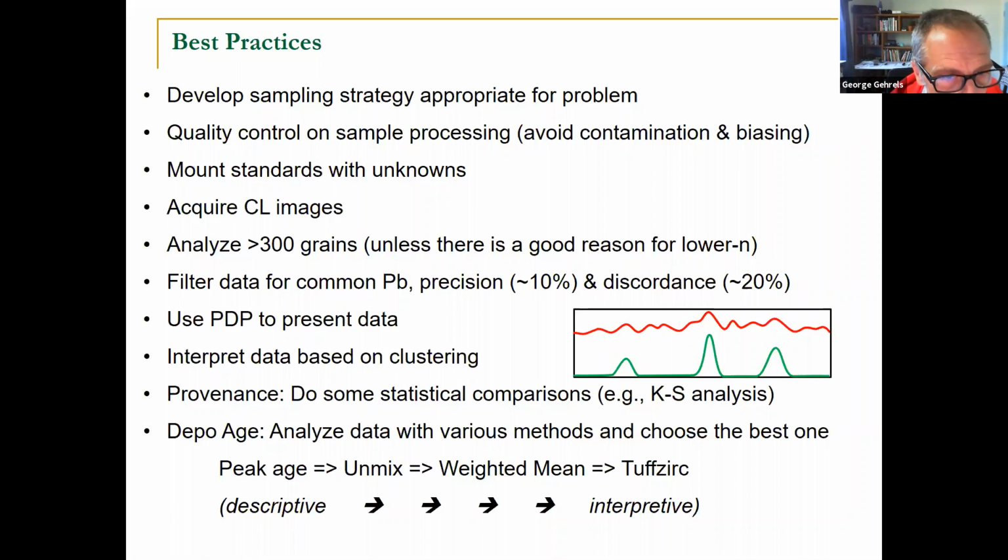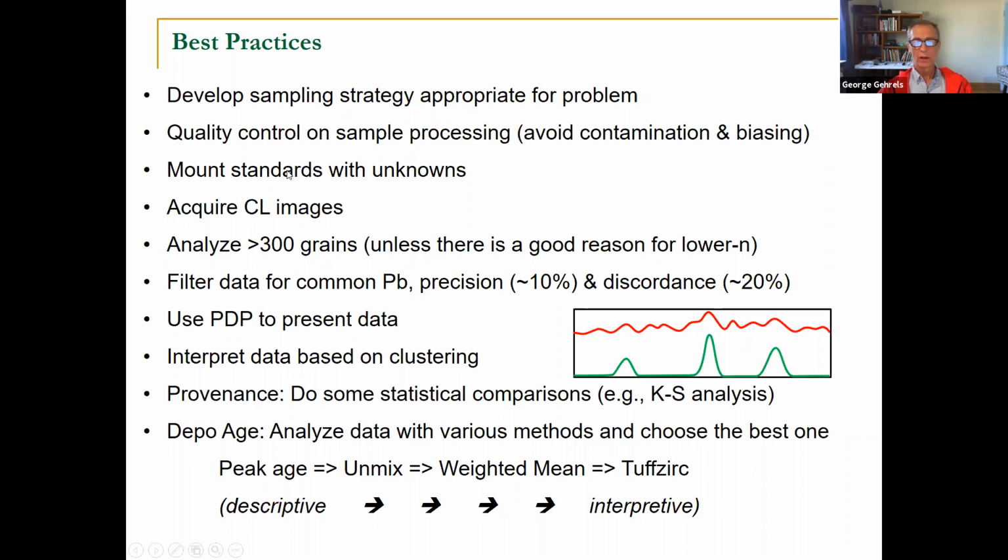So just to quickly sum up here, here's the best practices. You have to develop a sampling strategy that's appropriate for the problem, and your lab cannot tell you how to do this. You're the one who needs to bring this to the lab. You need to know this. Of course, the sample processing needs to be done very carefully. This is probably the most important part of the whole process, to not bias or contaminate your sample.